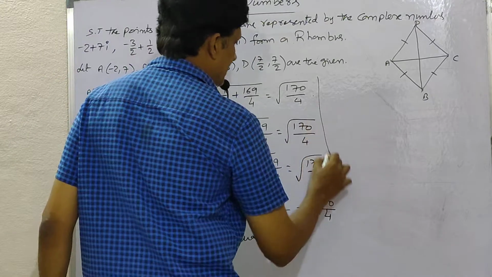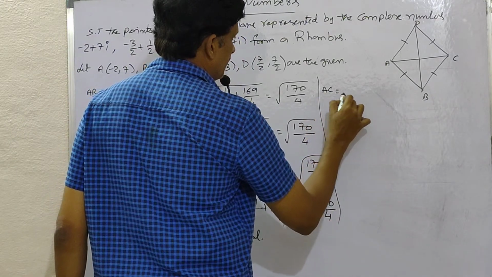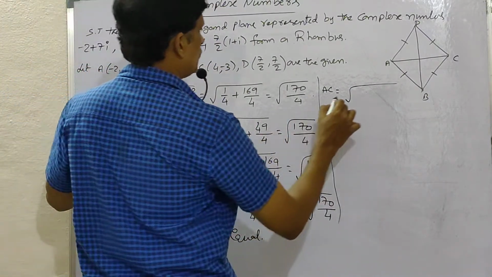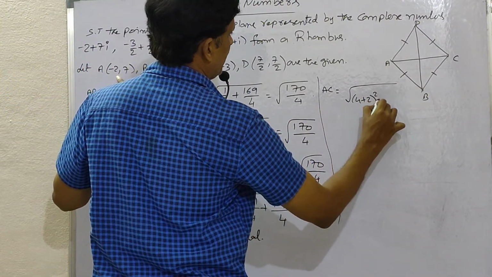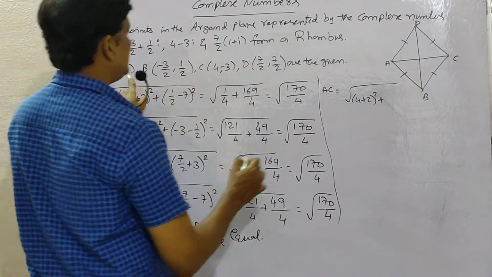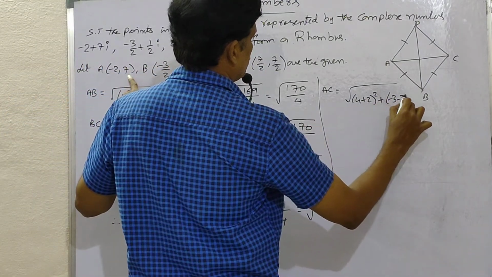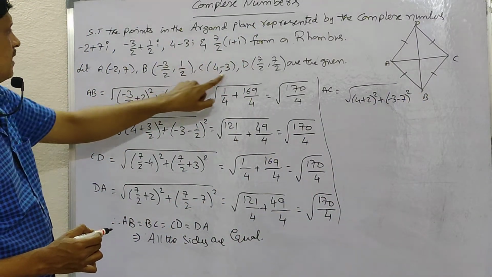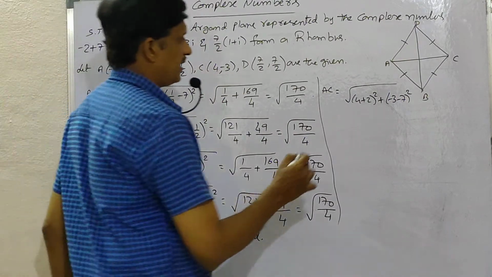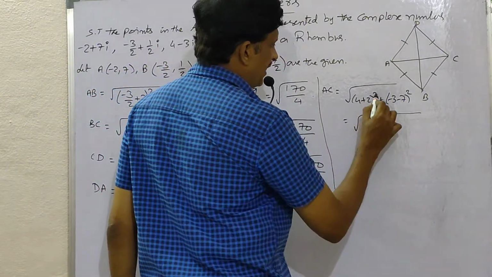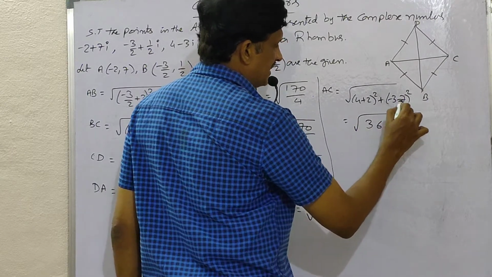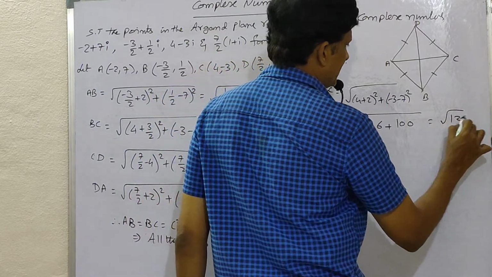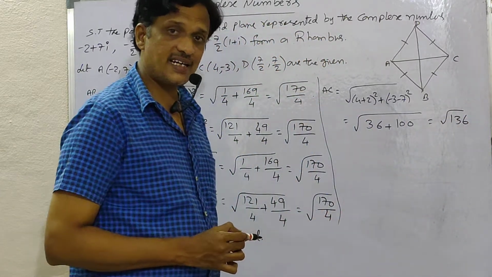Now measure the lengths of the diagonals. AC means 4 minus of minus 2, 4 plus 2 whole square plus minus 3 minus 7 whole square. So AC will be 4 plus 2, 6 square is 36, minus 7 minus 3 minus 10 whole square is 100. So root 136 you are getting here for the length of the first diagonal AC.